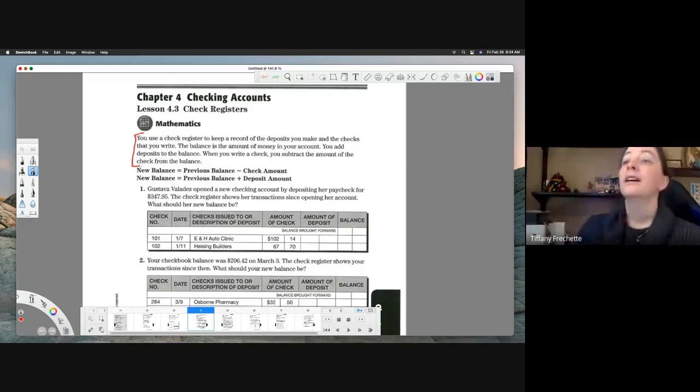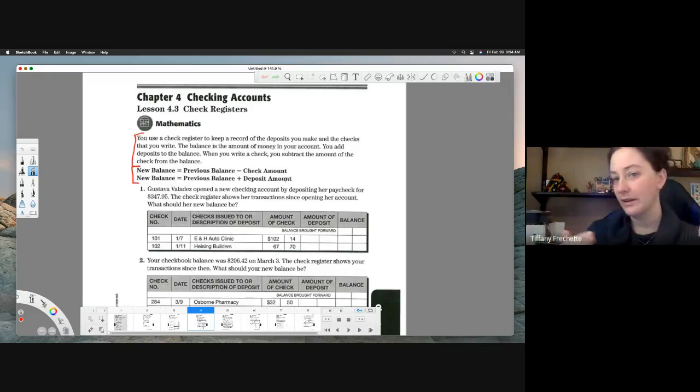All right, so they give us two formulas here. So we have new balance equals previous balance minus a check amount, or new balance equals previous balance plus a deposit amount. So can both of these things happen?